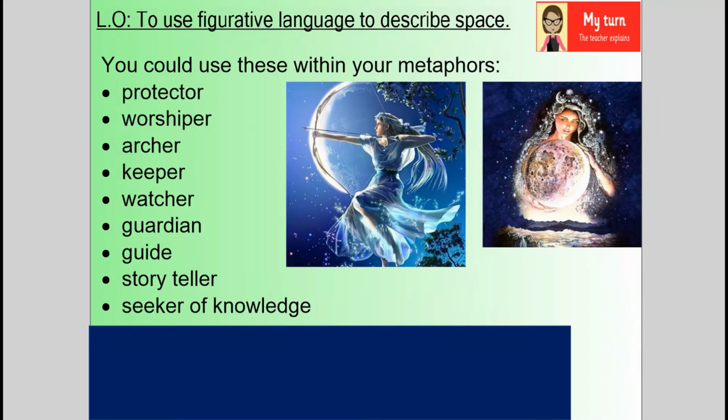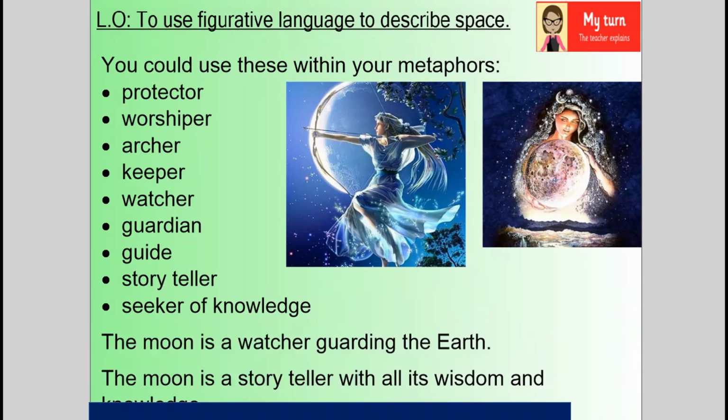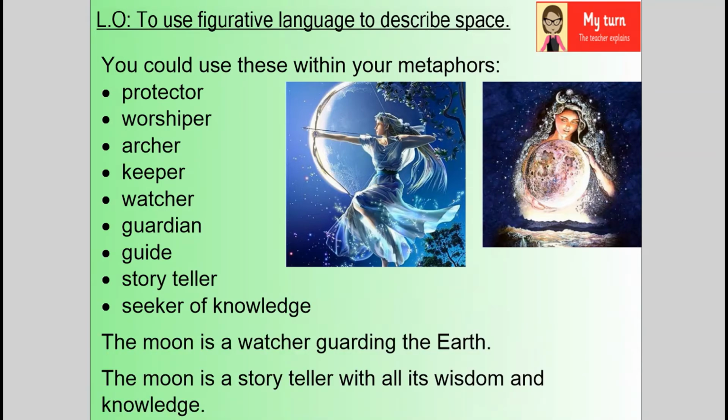So I could then use these words to create metaphors about the moon. Now I'm going to be specifically saying the moon is rather than saying lunar, because obviously I know that lunar is a protector. That's not a comparison, but I want to compare the moon to something that lunar could be doing. So the moon is a watcher guarding the earth. That would work. It is an abstract concept, which is not a literal comparison. Again, the moon is a storyteller, can't actually be a storyteller with all its wisdom and knowledge.